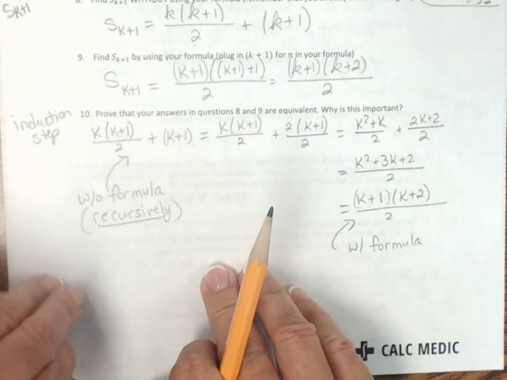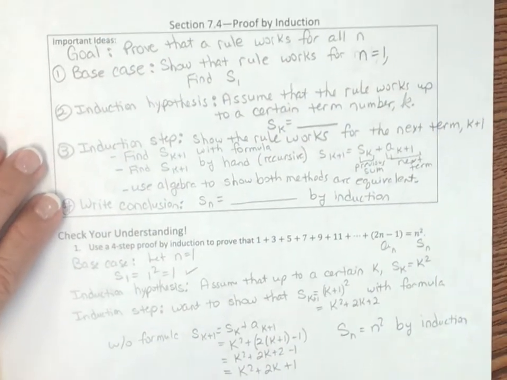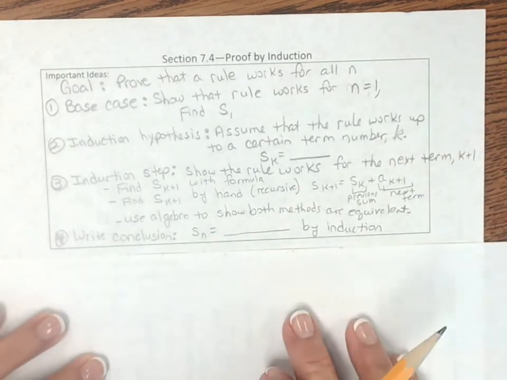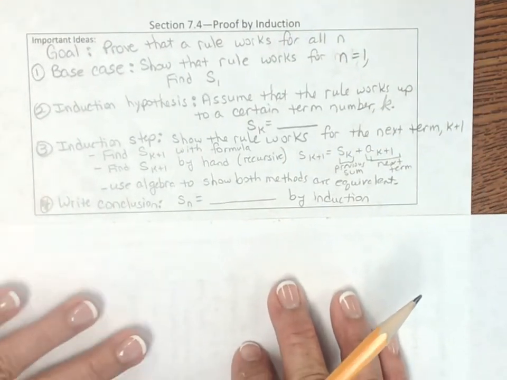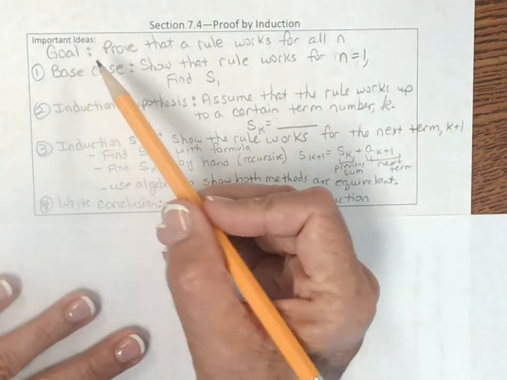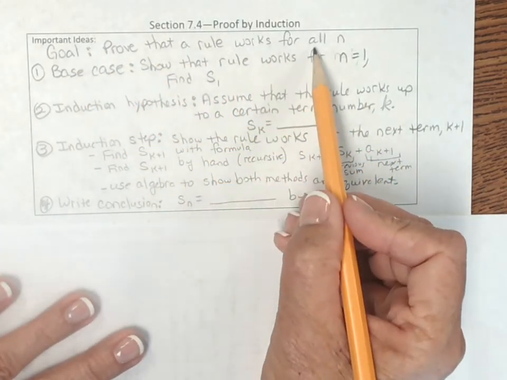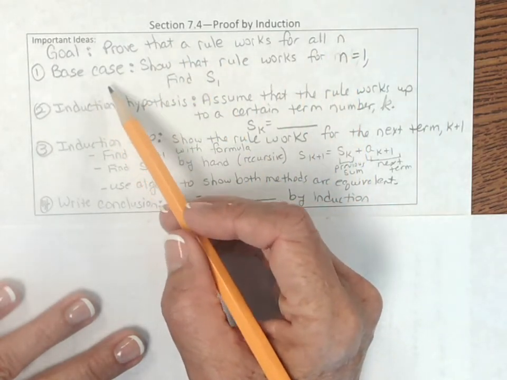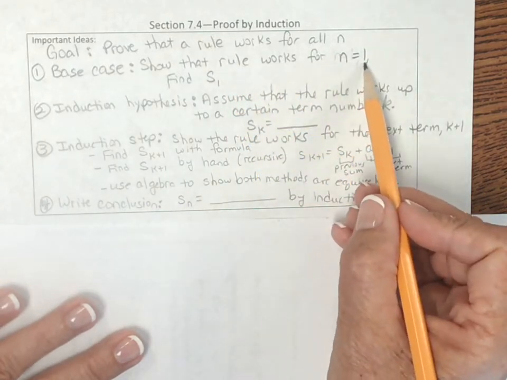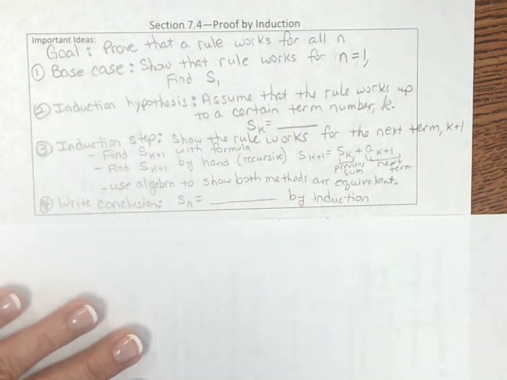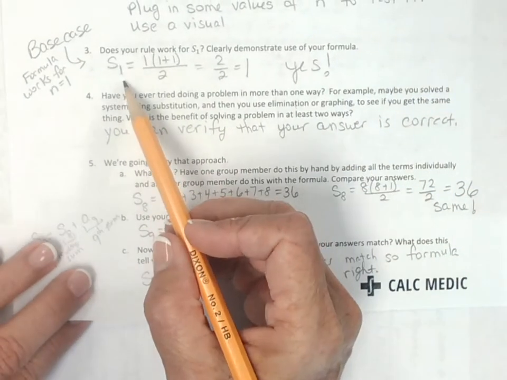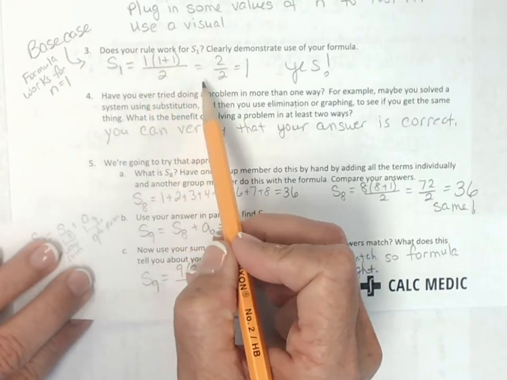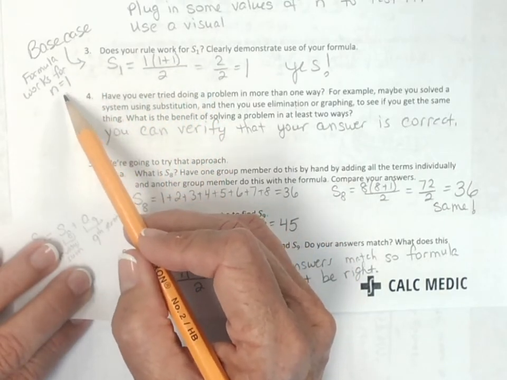Okay, so let's summarize what we've done here. Let me cover that up so it doesn't look over. Well, let's put it all here. So here is how we do a proof by induction. The goal is we need to prove that a rule works for all n. We do our base case. The base case means we're going to show that the rule works for n equals 1, and then find the sum of the first 1 terms. If you look back over here, that's what we did in question 3. So that was my base case. I showed that it worked for n equals 1.